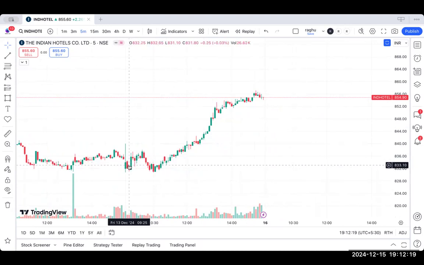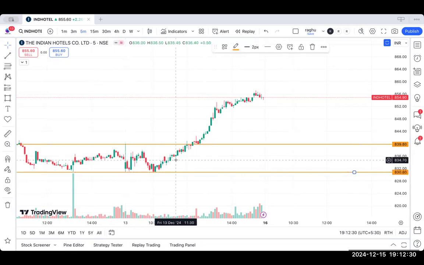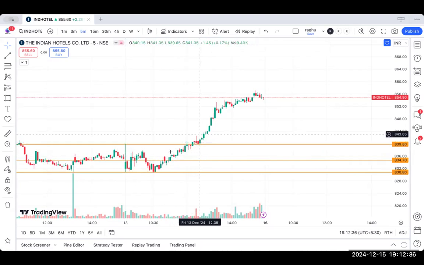Now, for example, see 9:15. I got this. This is the 9:15 candle. I mark my ORB for Indian Hotel. Okay, this is my SL. Let me write SL. Okay, this is my SL. This is my entry point.